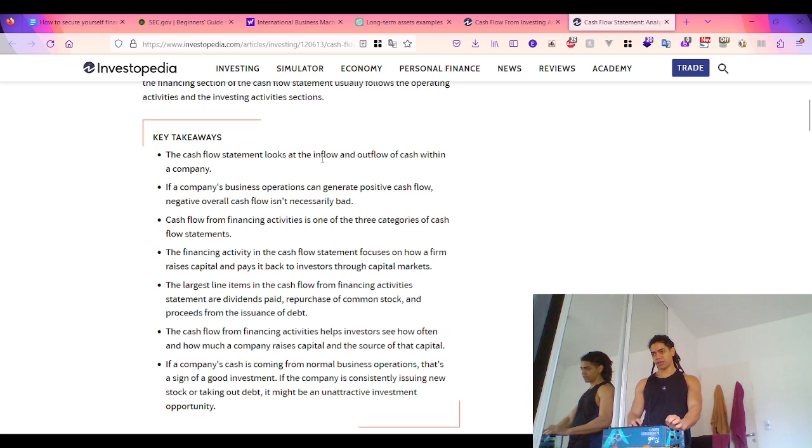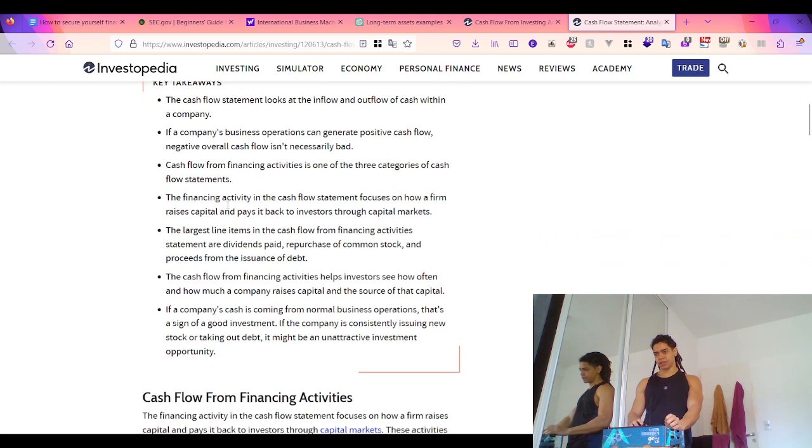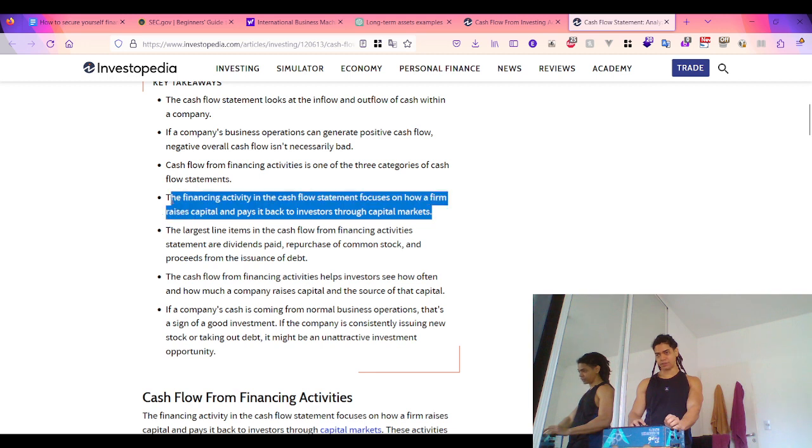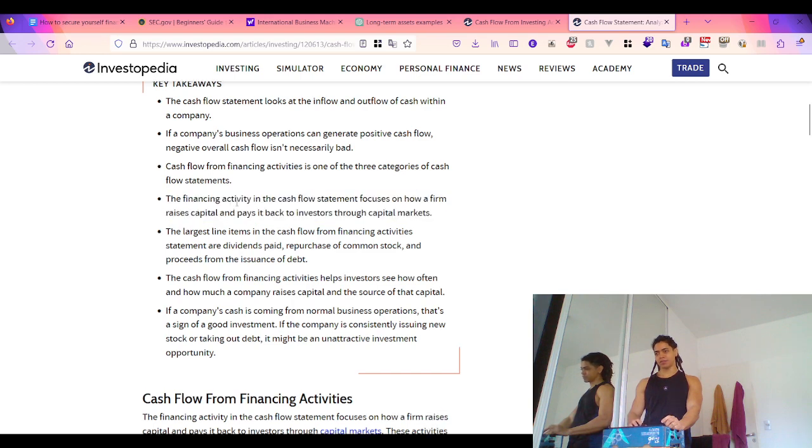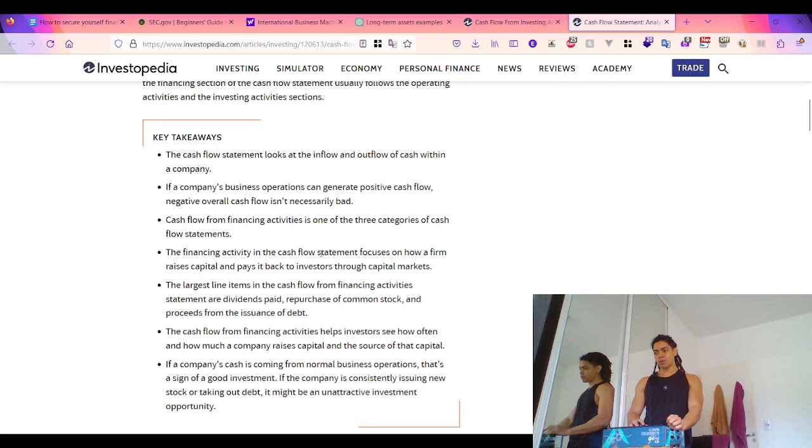Cash flow statements look at the inflow or outflow of cash within a company. The financing activity in the cash flow statement focuses on how a firm raised capital and paid it back to investors through capital markets. Very interesting definition. The cash flow from financing activity helps investors see how often and how much a company raised capital and the source of the capital.